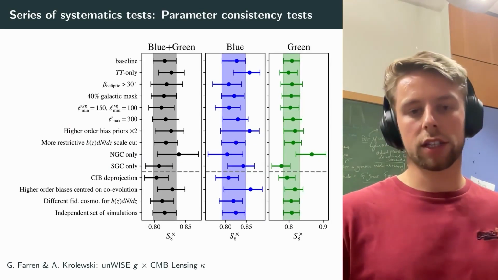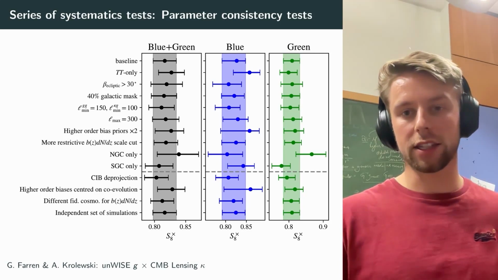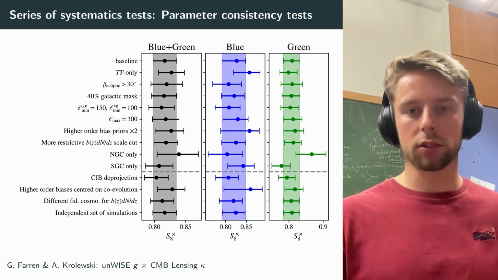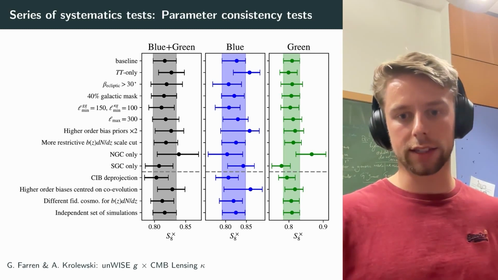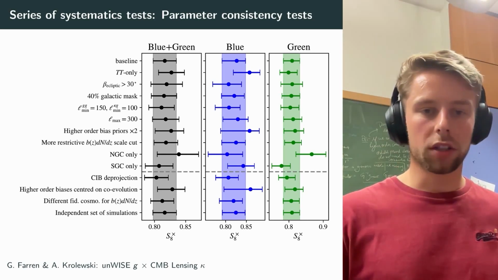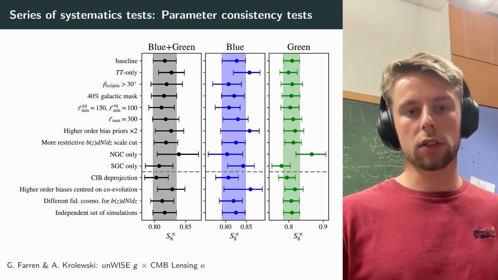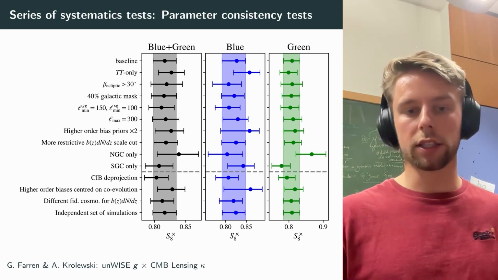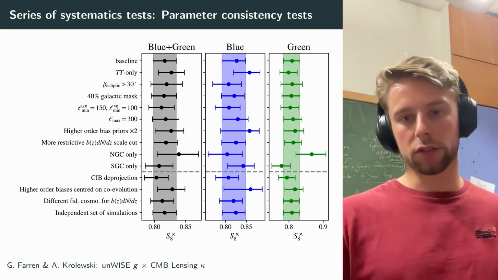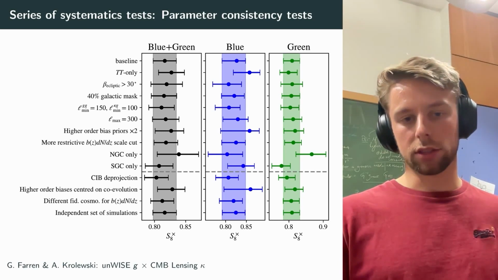The final set of tests is a set of consistency tests at the parameter level. Here we are showing the parameter S8 cross, which is sort of the best constrained parameter in our analysis. It's very closely related to the standard S8. We can see that all the variational analyses we've performed are consistent across both the combination of blue and green, and the individual samples blue and green, using a wide variety of different variational analyses. We find completely consistent results.